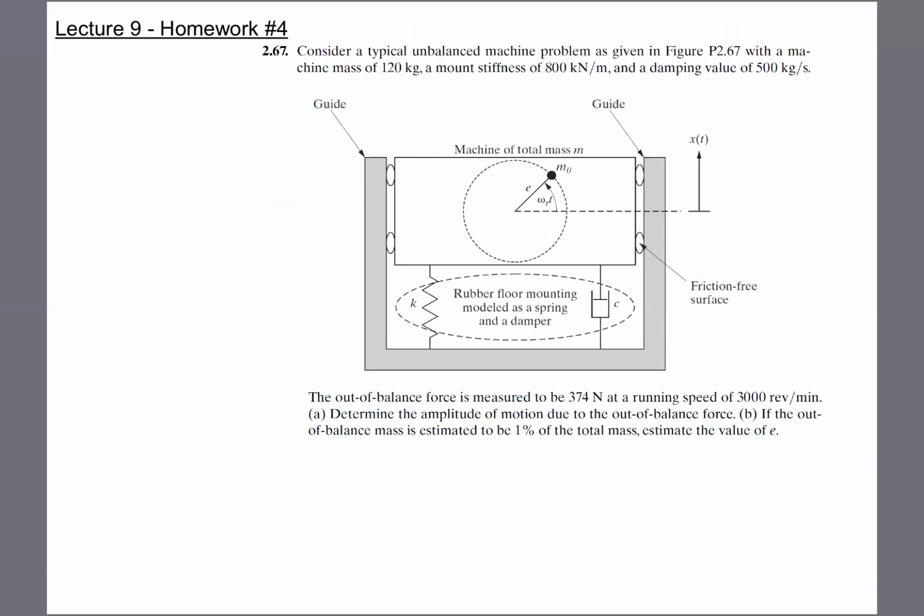That's something you already saw during the last lecture. We have a big mass moving up and down, and on top of the mass, we have a small ball rotating at constant speed. Because of that rotation, we have an out of balance force, or unbalanced force. The first thing you should do is write down the transfer function. Or if you want, we can start from the equation of motion.